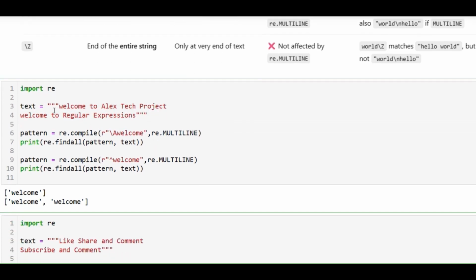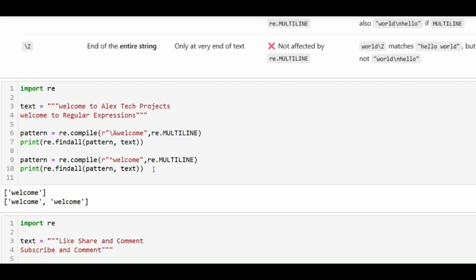Now let us see an example. You can see import re, text is equal to welcome to Alex Tech Projects, you can see it on the screen, with a \n I have given, and welcome to regular expressions. So pattern is equal to re.compile. This is a raw string, \A welcome, and I have given it for both lines. There is a welcome in both. Then I have enabled re.MULTILINE, and findall. Similarly I have written caret welcome with re.MULTILINE.